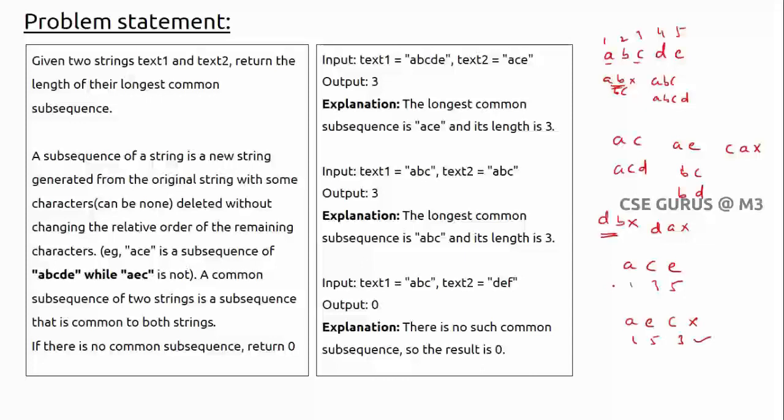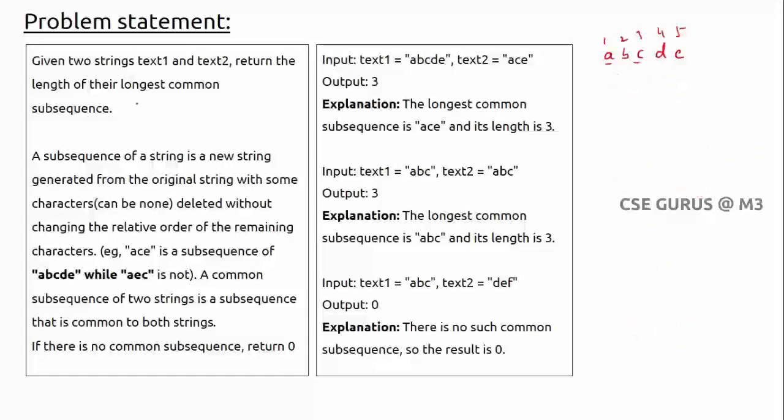So what about substring and subsequence? Two things to be remembered. Substring means continuity must be maintained, and of course there is a relative order. But in a subsequence, continuity may not be there, but definitely a relative order should be there. So here two texts are given, and we have to return the longest common subsequence in the given strings.